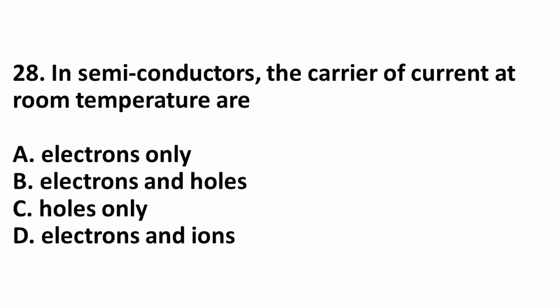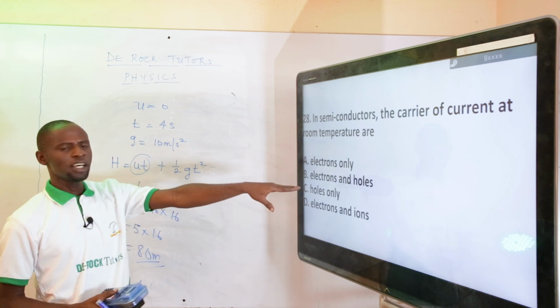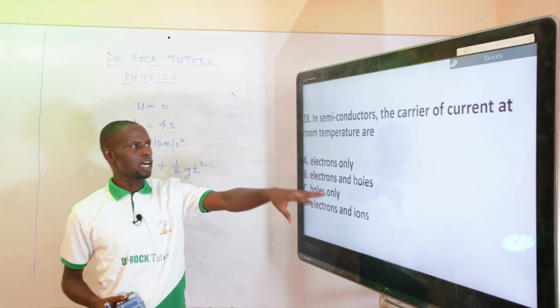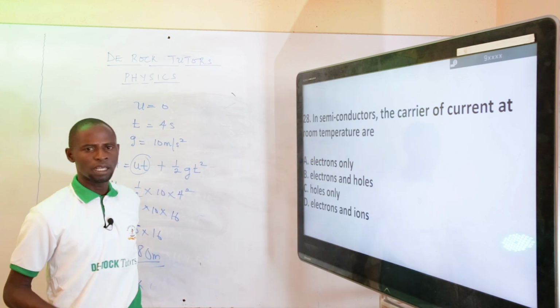In semiconductors, the carriers of current at room temperature are: A, electrons only, B, electrons and holes, C, holes only, D, electrons and ions. So the correct option is option B, electrons and holes. Electron is a negative charge while hole is a positive charge. So those are the carriers of charge at room temperature.